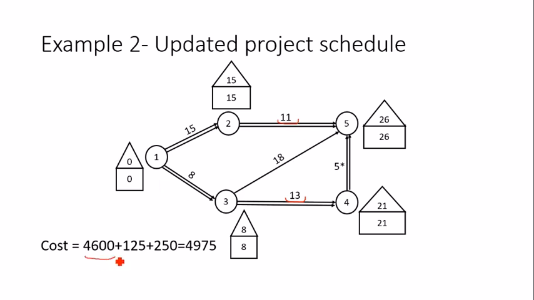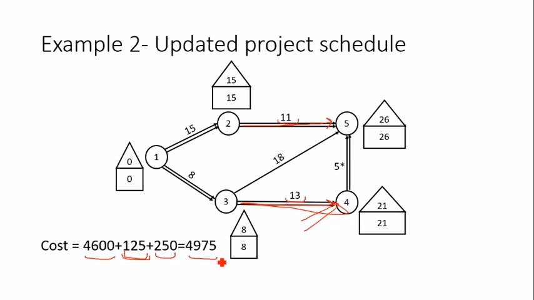That was the original cost in the previous step, 4600 plus 125 is the cost of this activity 3 to 4, and 250 is the slope of this activity 3 to 4, and 125 is the slope of activity 2 to 5. You can verify this data from the table. And 1 day we have reduced, so there is no multiplying factor. So this is the new cost. So here we have reached 26. So let's try whether we can do further. So repeat the process again.